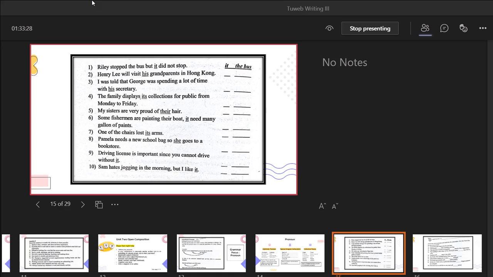Driving license is important since you cannot drive without driving license. Okay, number 10.